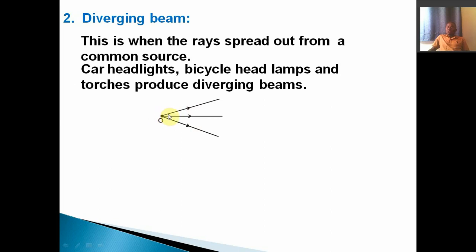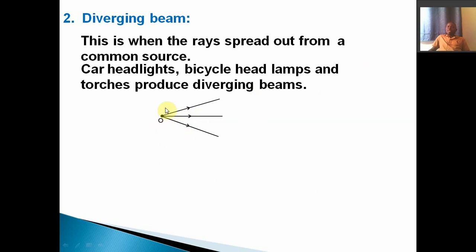It might be a torch, it might be a bulb, it might be a candle. Now, from the source, which is here, the light rays start spreading out in different directions. Observe these arrows. They are going to the other side. Altogether, they are spreading out, meaning that this type of beam is the one we call the diverging beam of light.